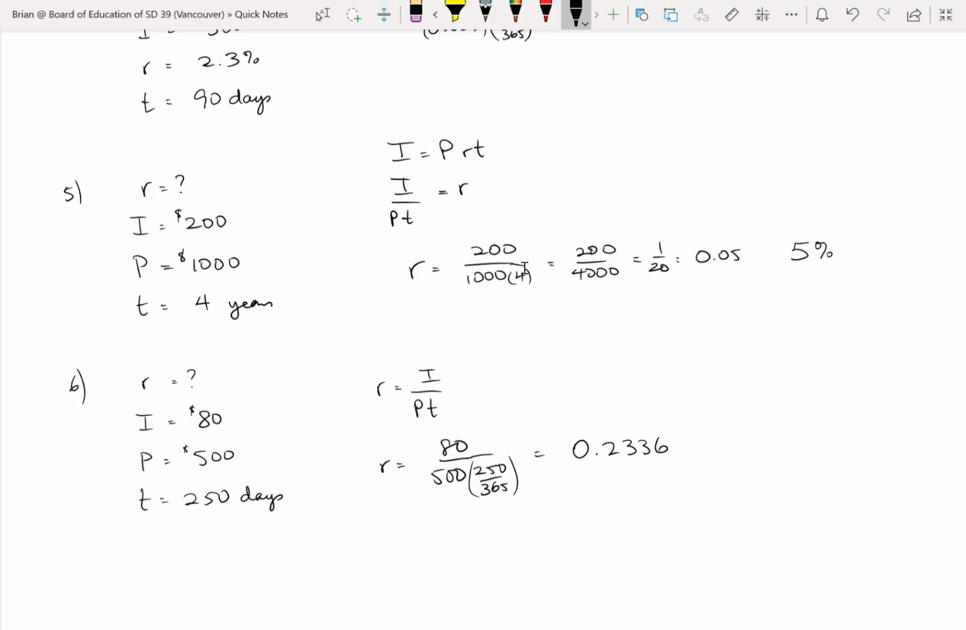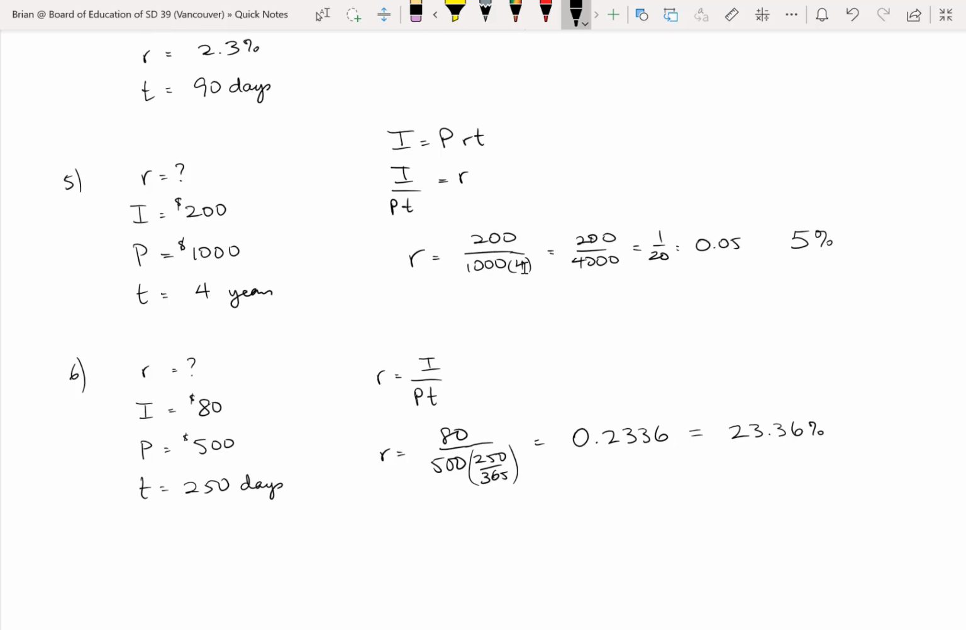0.2336. Now, I didn't actually have to round it in this case. It stops there. It is actually exactly 0.2336. And if we like, we can convert that into just 23.36%. So pretty close to that ballpark estimate I said of 24%.